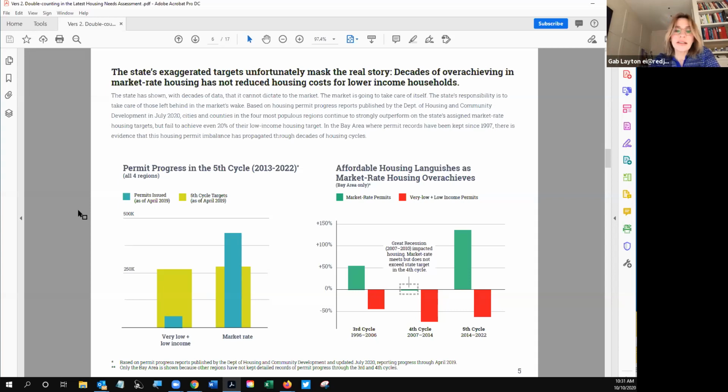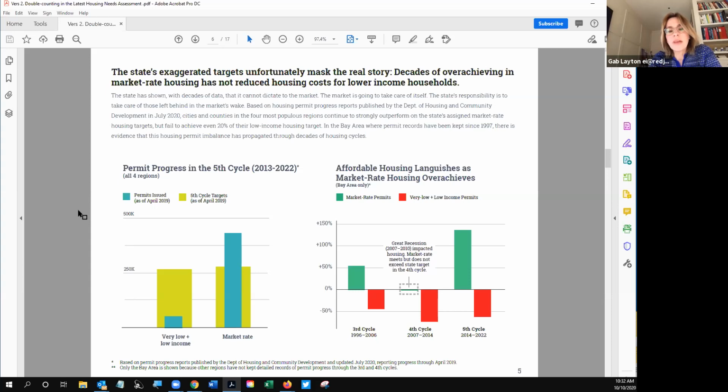The market is going to take care of itself. I actually think RHNA should not be in the business of setting market rate targets. The state doesn't control the market. The market operates completely independently. They should really be thinking about how to stimulate the affordable housing supply. And really, they've essentially abrogated responsibility for this, and have left it to cities with no money to achieve these targets, and then turn around and blame cities for not building it. It seems like a very unfortunate situation.